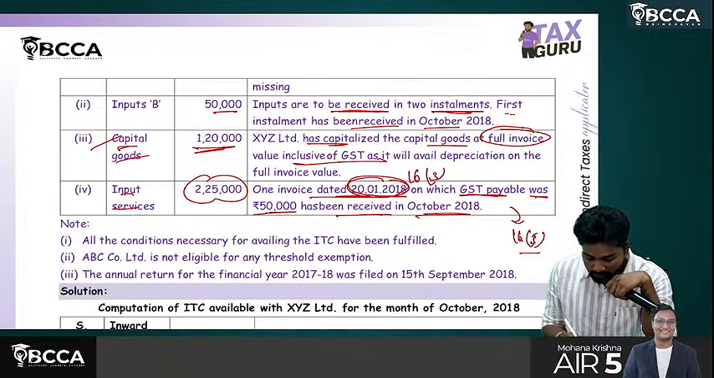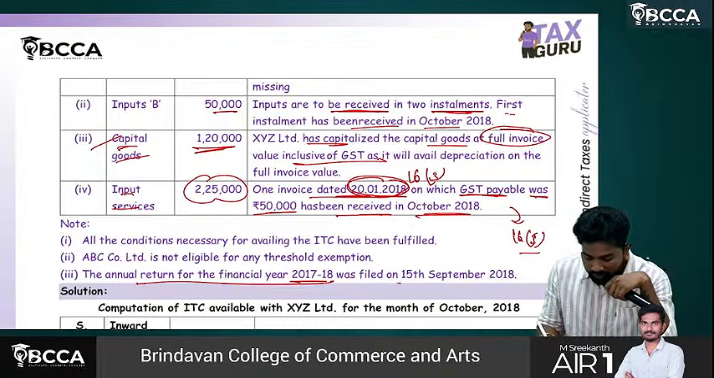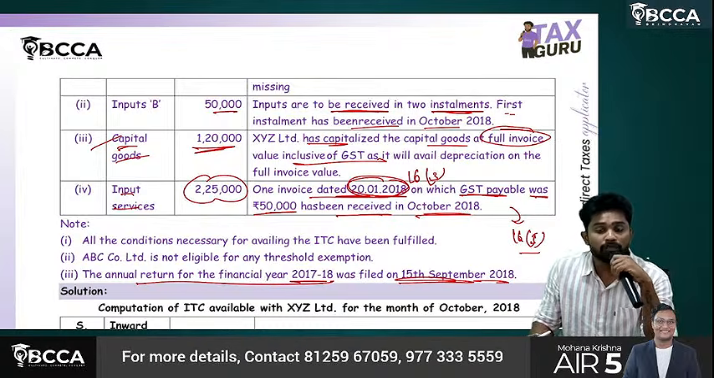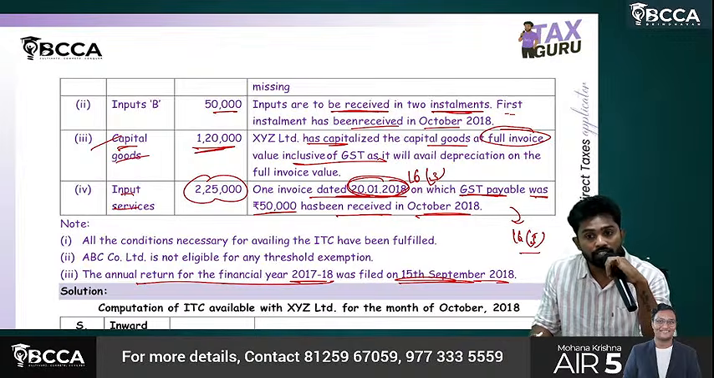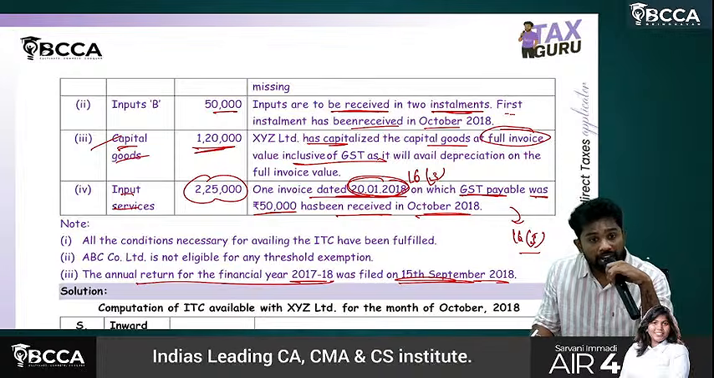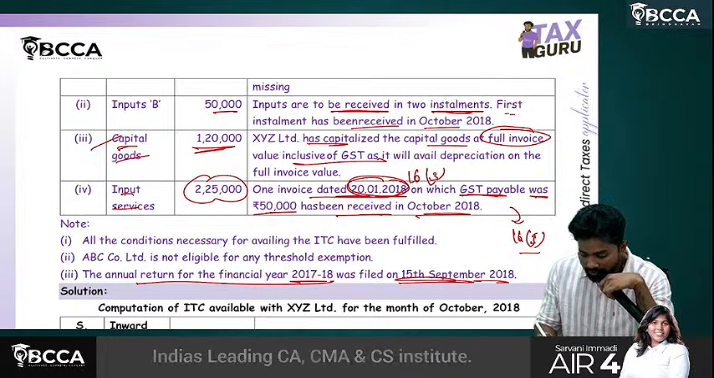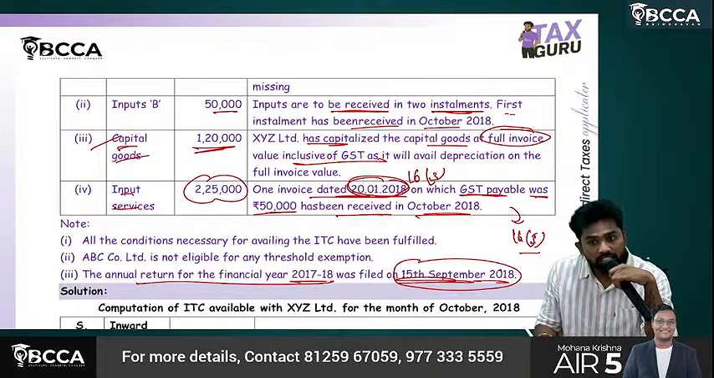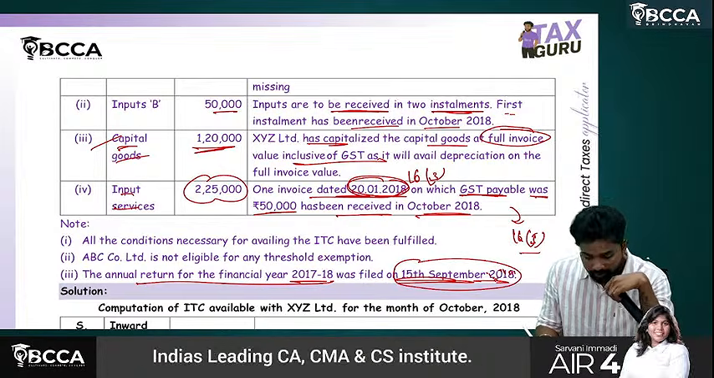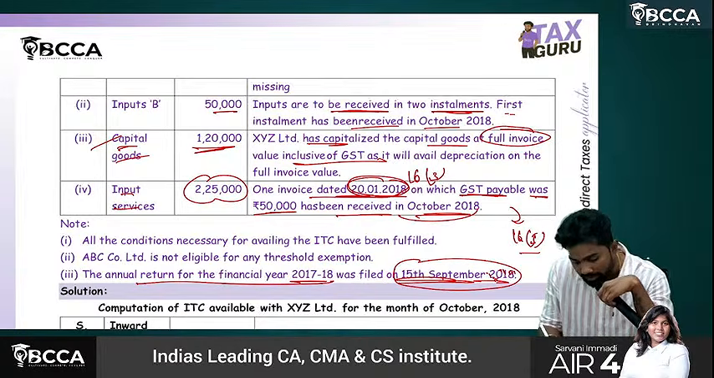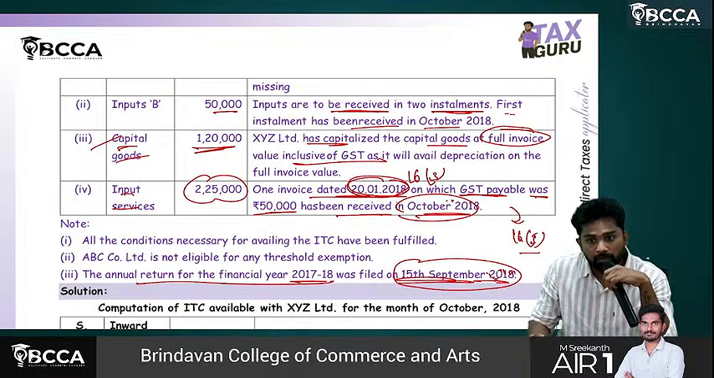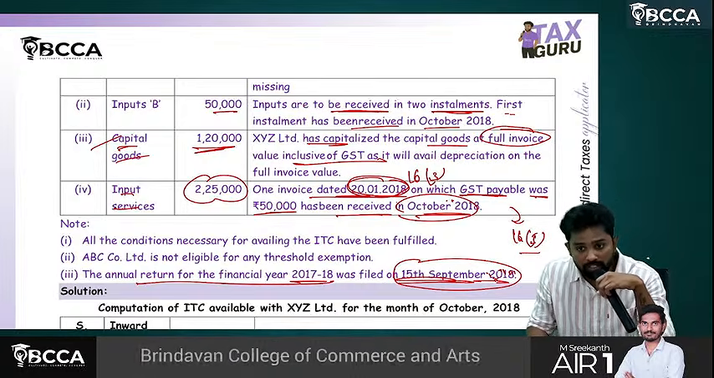Why? Because for the financial year 17-18 annual return was filed on 15th September only. Sir, as per 16 subsection 4, what is the time limit for availing ITC? 30th November of succeeding financial year or date of filing annual return, whichever is earlier. Here annual return was filed on 15th September itself. So they found out the invoice only in October. By that time the time limit has already expired, so they cannot avail ITC.